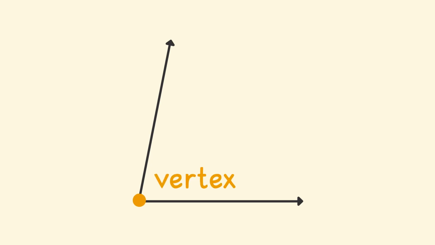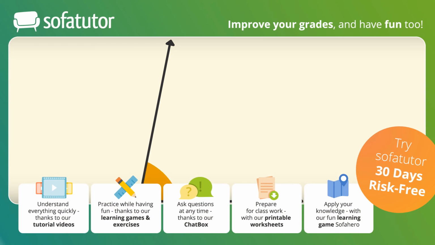An angle is formed when two rays intersect and meet at the same point. We call this point the vertex. Angles are named based on the size of the angle opening, which is known as the arc. Here are some examples of angles used in geometry.